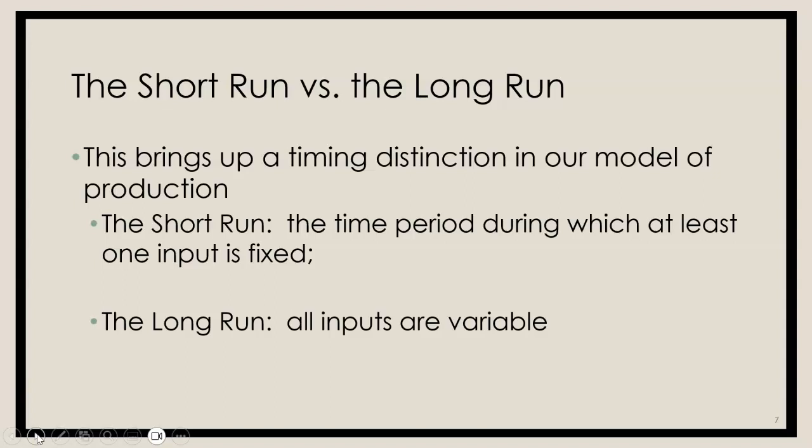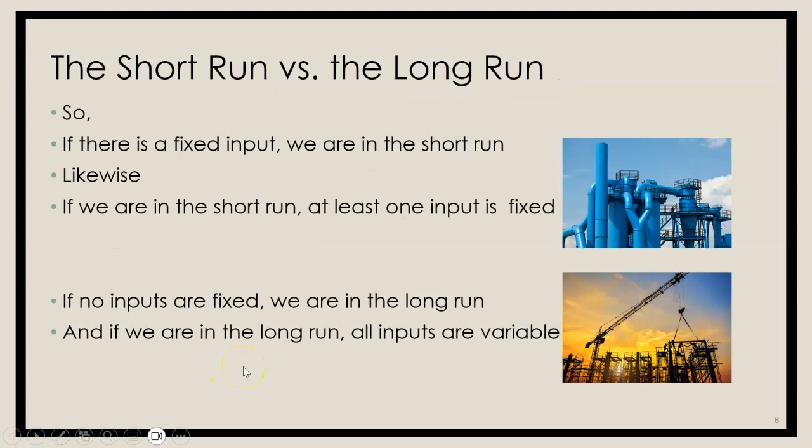The short run is the time period during which at least one input is fixed. In the long run, all inputs are variable. You can change the size or level you use of anything. And this definition works both ways. If there is a fixed input, we are in the short run. Likewise, if we're in the short run, at least one input is fixed, just like we have the factory over there to the right of these sentences. But if no inputs are fixed, we are in the long run. If we are in the long run, all inputs are variable. You can see over to the right there, a picture of constructing a new and bigger factory.